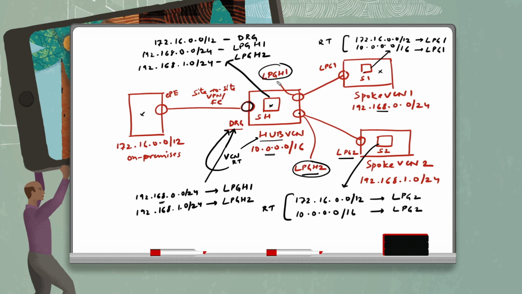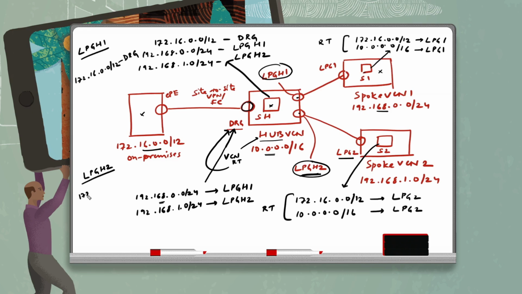So how is the route table going to look for both these local peering gateways that are attached to the hub VCN? For this local peering gateway H1, if the destination CIDR is 172.16.0.0/12, the next hop is going to be the dynamic routing gateway. Similarly, for this particular local peering gateway, LPG H2, how is the routing rule going to look?